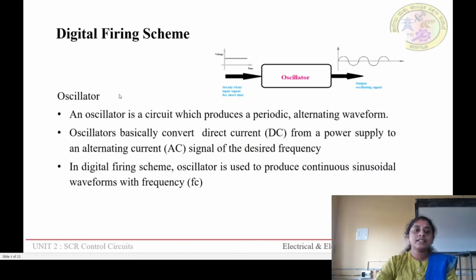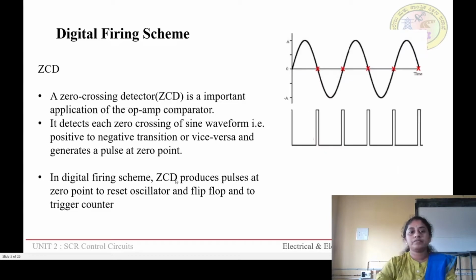First, let us see the oscillator. What the oscillator does. Oscillator is a circuit. It produces continuous alternating waveform. It takes DC source as input and converts it into continuous sinusoidal waveform. In digital firing scheme, oscillator is used to produce continuous sinusoidal waveform at frequency Fc.